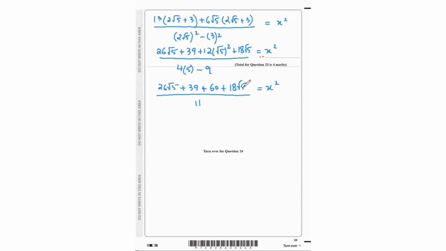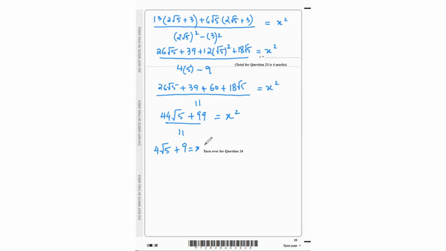26 root 5 plus 18 root 5 is going to give us 44 root 5. And 39 plus 60 is 99. This is divided by 11. So now 44 divided by 11 is 4, and root 5 comes as it is. 99 divided by 11 is 9.